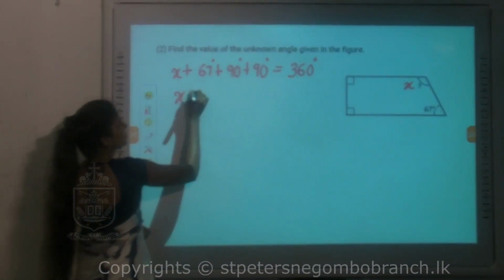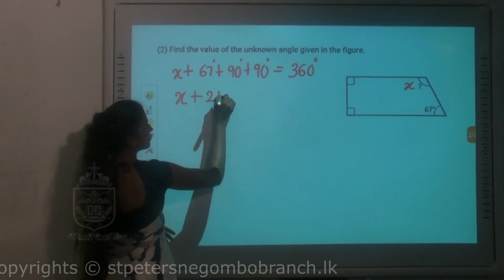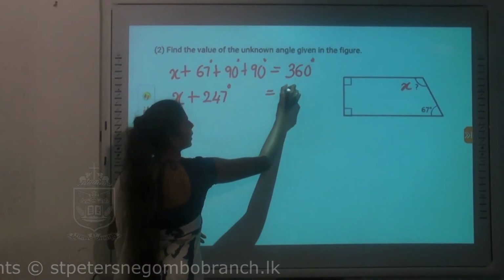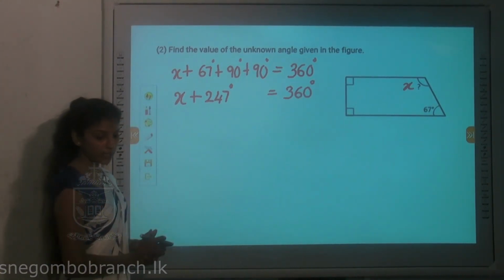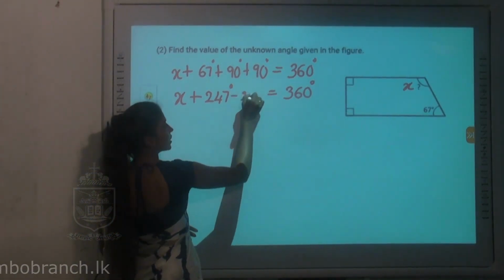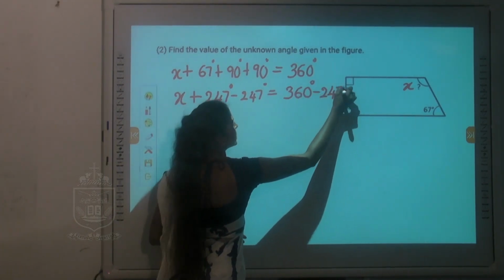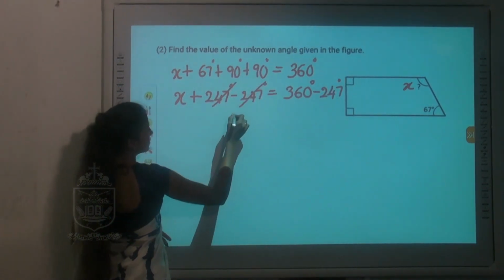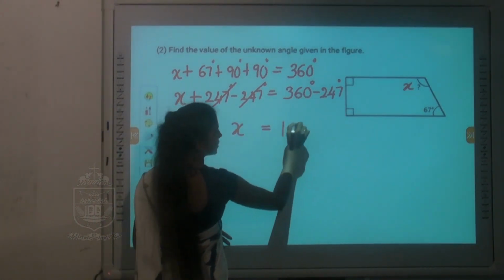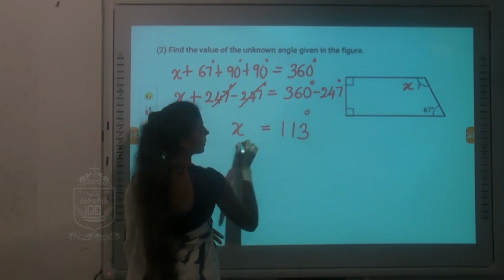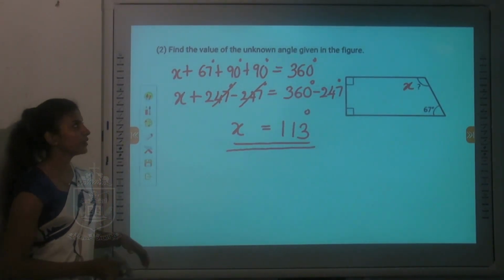And once you add all 3 interior angles, you will get a sum of 247 degrees. And our next step is to cancel out 247 degrees. So you have to subtract 247 from both sides. So this will be cancelled and the X value is 113 degrees. This is the answer. Okay, right.